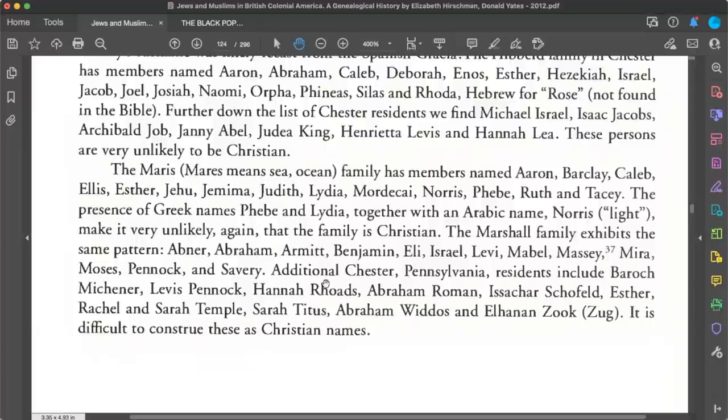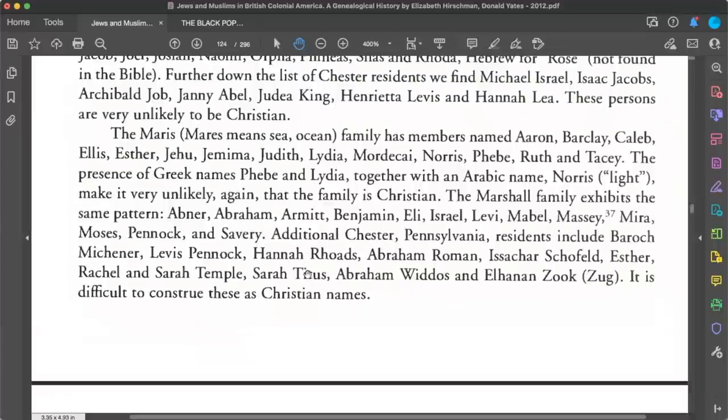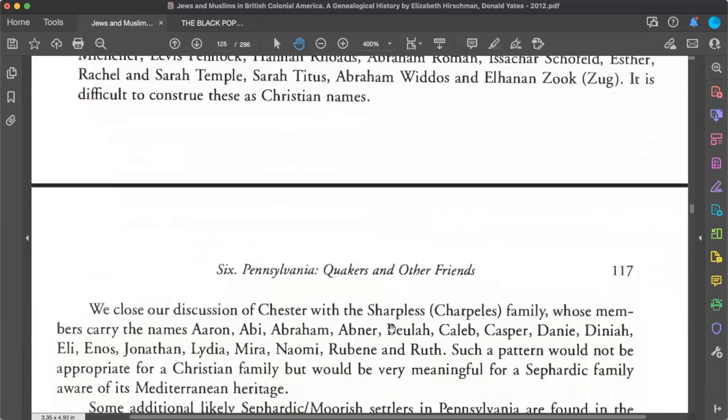Abner, Abraham, Armit, Benjamin, Eli, Israel, Levi, Mabel, Massey, Mira, Moses, Pinock, and Savory. Additional Chester, Pennsylvania residents include Barak, Missioner, Levi's, Pennock, Hannah, Rhodes, Abraham Roman, Isaacar Schofield, Esther, Rachel, and Sarah Temple, Sarah, Titus, Abraham Widows, and Elhanan Suk or Shuk. It is difficult to construe these as Christian names.